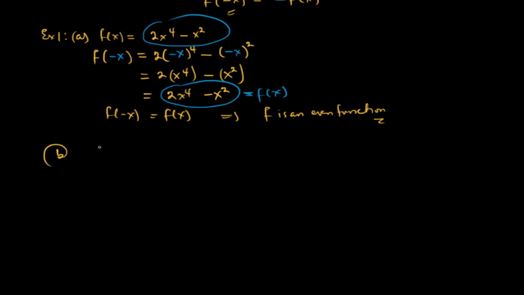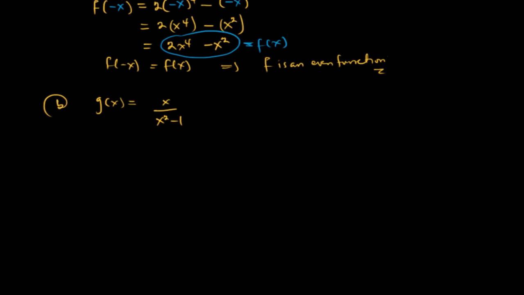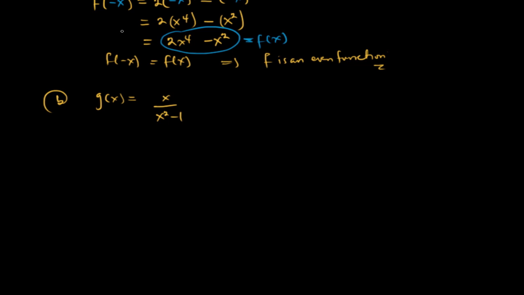Let's go ahead and try another example. B: given a new function, g of x equals x divided by x squared minus 1. We want to see if this function is even, odd, or neither of them. Like I said, to check if a function is even or odd, just replace x with the negation of it and see what it results to. So g of negative x equals negative x divided by negative x all squared, then minus 1.